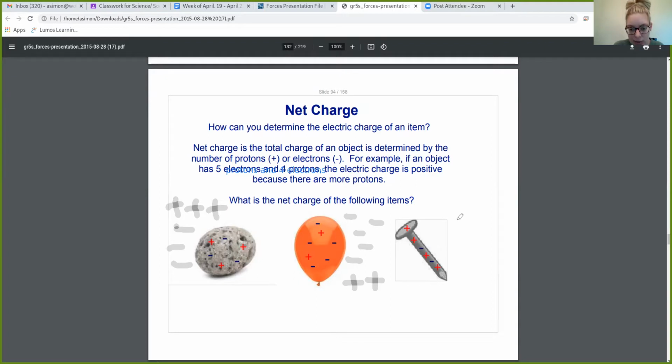All right, let's look at this last one here. I have 4 positives, 1, 2, 3, 4, and I have 2 negatives. So what would my net charge be for this one?